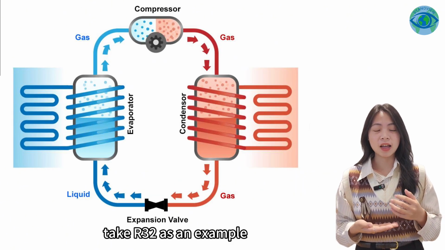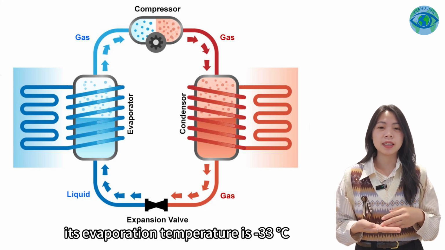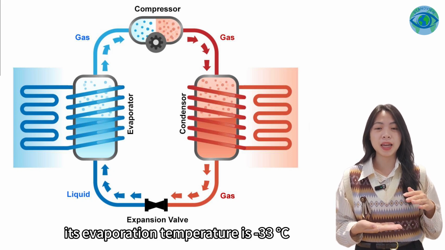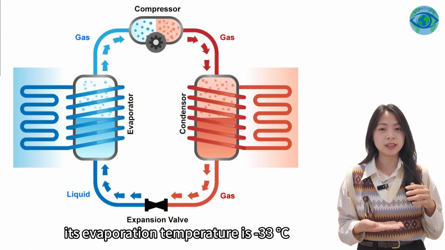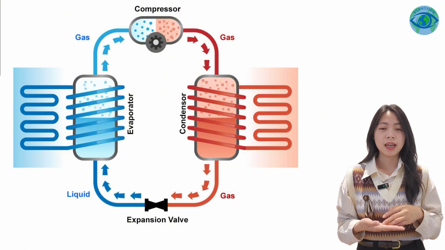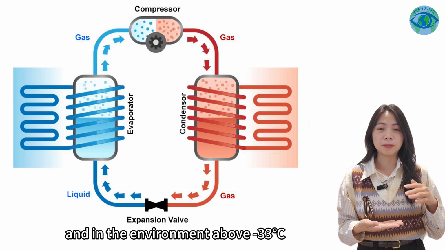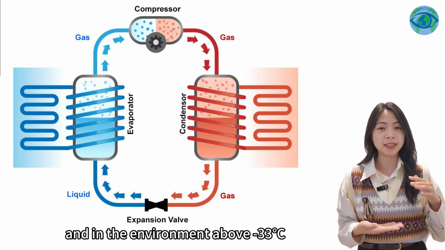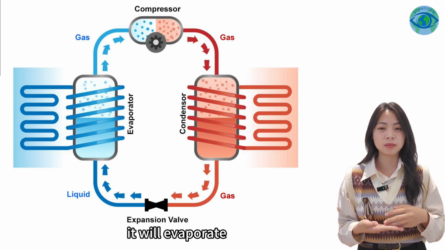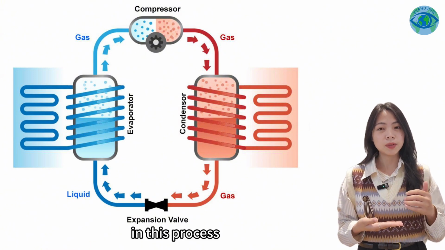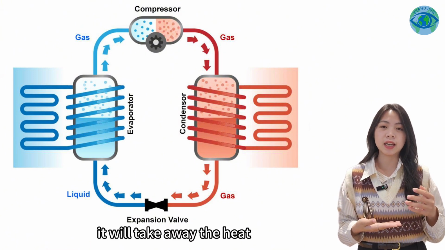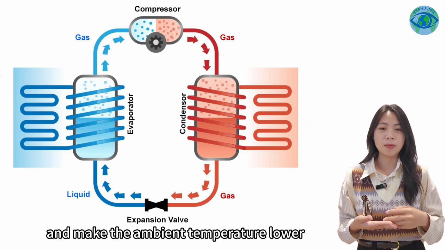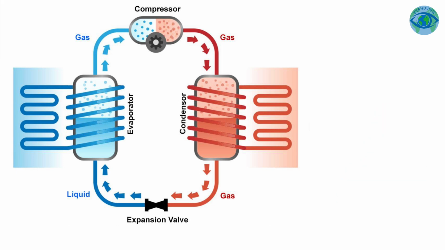Evaporation. Take R32 as an example. Its evaporation temperature is minus 13.3 degrees Celsius, and in the environment above minus 13.3 degrees Celsius, it will evaporate. In this process, we take away the heat from the surrounding environment and make the ambient temperature lower.